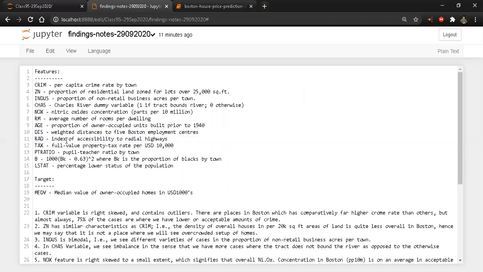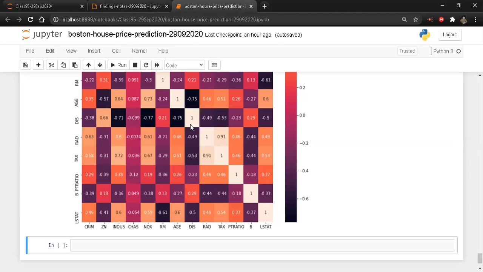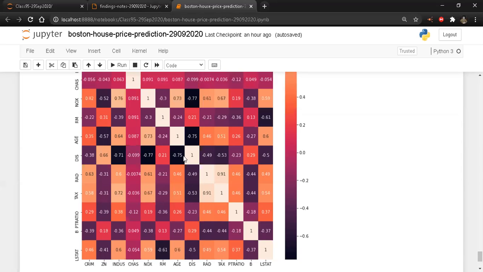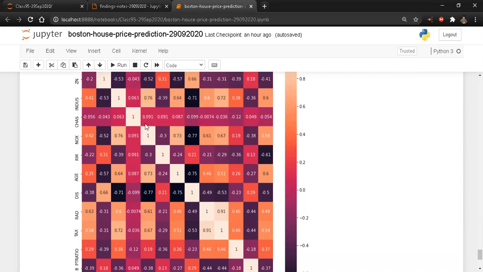This is something at least I have seen in the city where I live. The property taxes are higher for the societies or the apartments which are closer to the highways, especially the Mumbai-Pune highway. That I have seen. Yeah, that is correct. So quite a good amount of information we are able to find out from this heat map, right?